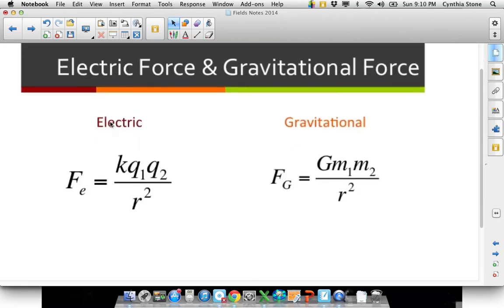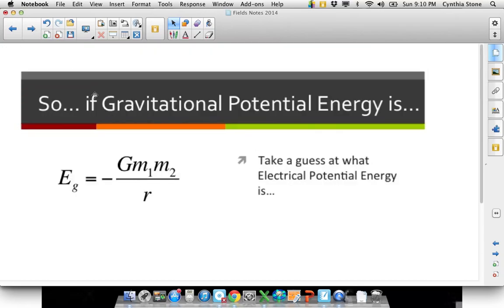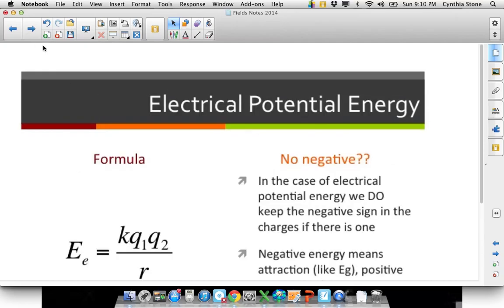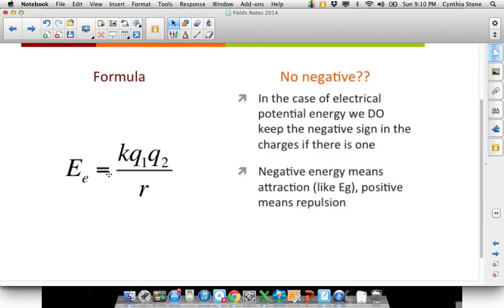Okay, so just recap: electric force and gravitational force. There's the formulas. Potential energy. Remember gravitational potential energy from just recently, our mini unit? Well, if this is gravitational potential energy, look ahead to the next slide, but think about, what is electrical potential energy? And it is the same, except no negative.